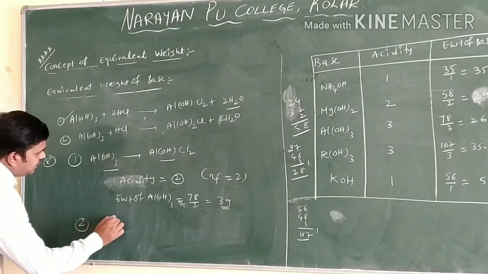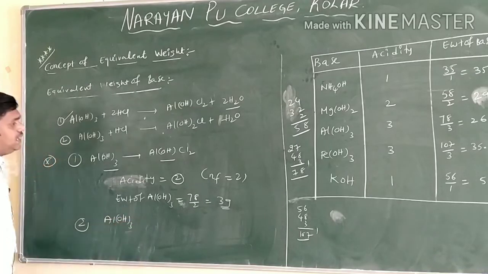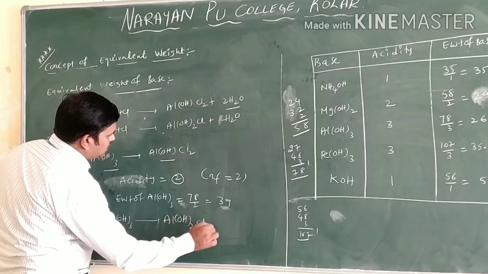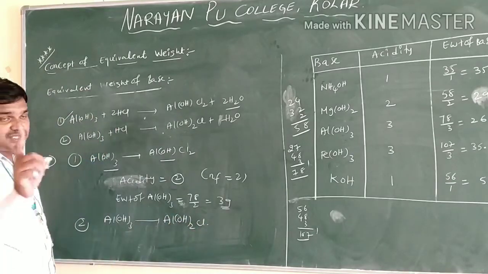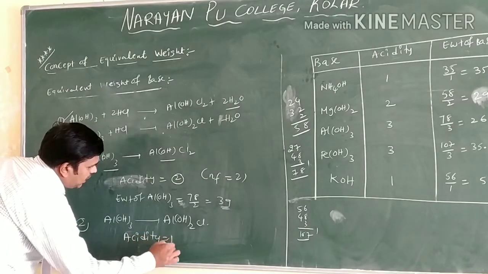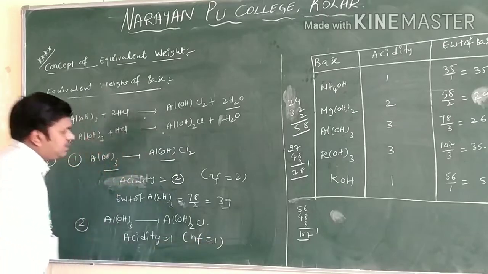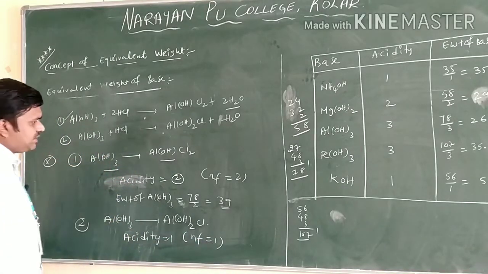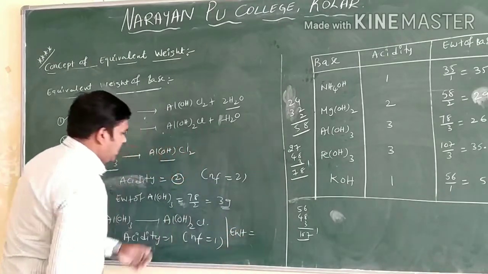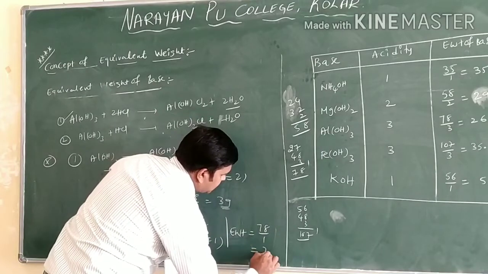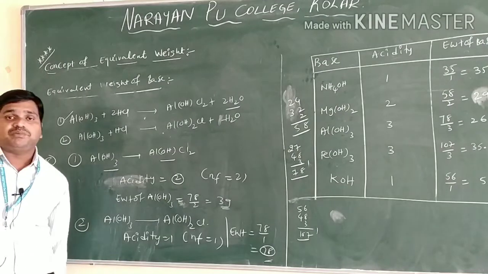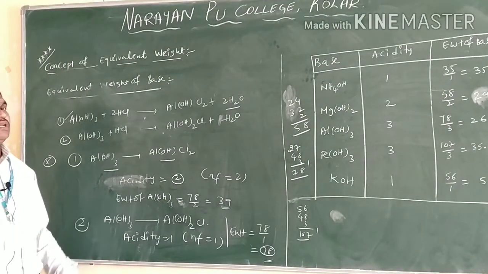The second one, you can see aluminum hydroxide, Al(OH)3, is converted into Al(OH)2Cl. How many OH groups are replaced? One only. Now we will write here acidity is equal to 1, or you can say N factor is equal to 1. So what is the equivalent weight of Al(OH)3? Equivalent weight is equal to 78 by 1, that means 78 only. So in this way you can identify the number of replaceable OH minus in the given equation only.